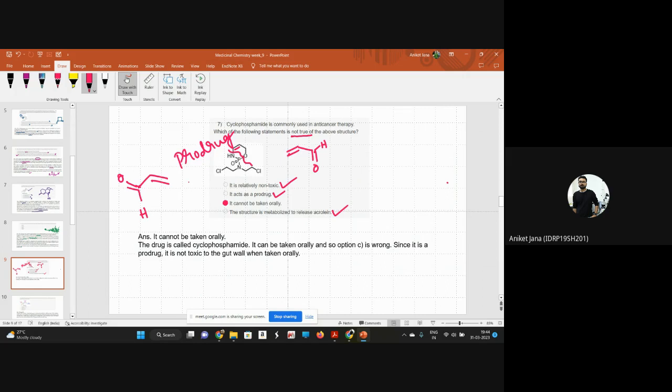Is this clear? Yes, sir. Okay, so in this way, by the elimination of this large group, the prodrug concept is justified. It is eliminating the larger part and the effective drug acrolein is coming out from this big structure.